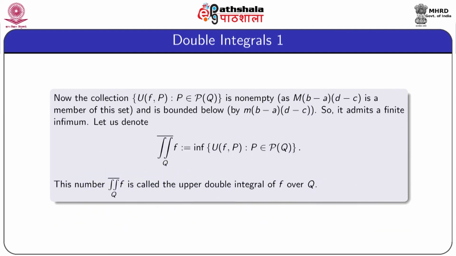Now, the collection U(f,P) where P is any partition of Q is non-empty. As we can check, M times (b minus a)(d minus c) is a member of this set. Moreover, this set is bounded below by the quantity m times (b minus a)(d minus c). So, it admits a finite infimum. Let us denote the upper integral of f over Q as the infimum of U(f,P), where P is an arbitrary partition of Q. This number is called the upper double integral of f over Q.